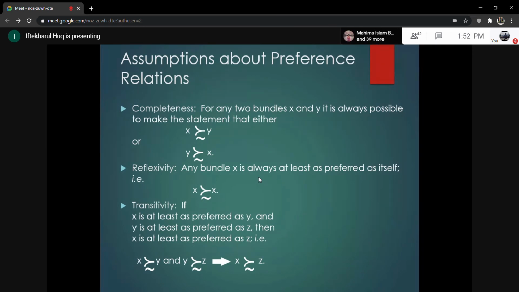This is not very relevant for our chapter anyway, but because it's one of the assumptions, I just need to mention it. Reflexivity is basically saying that both of the bundles are exactly identical. So you're saying X is at least as preferred as X. I'm not even bringing a second bundle here. I'm just talking about the same bundle. One bundle, or one package, or one particular individual, one particular situation, is at least as good as that same situation.